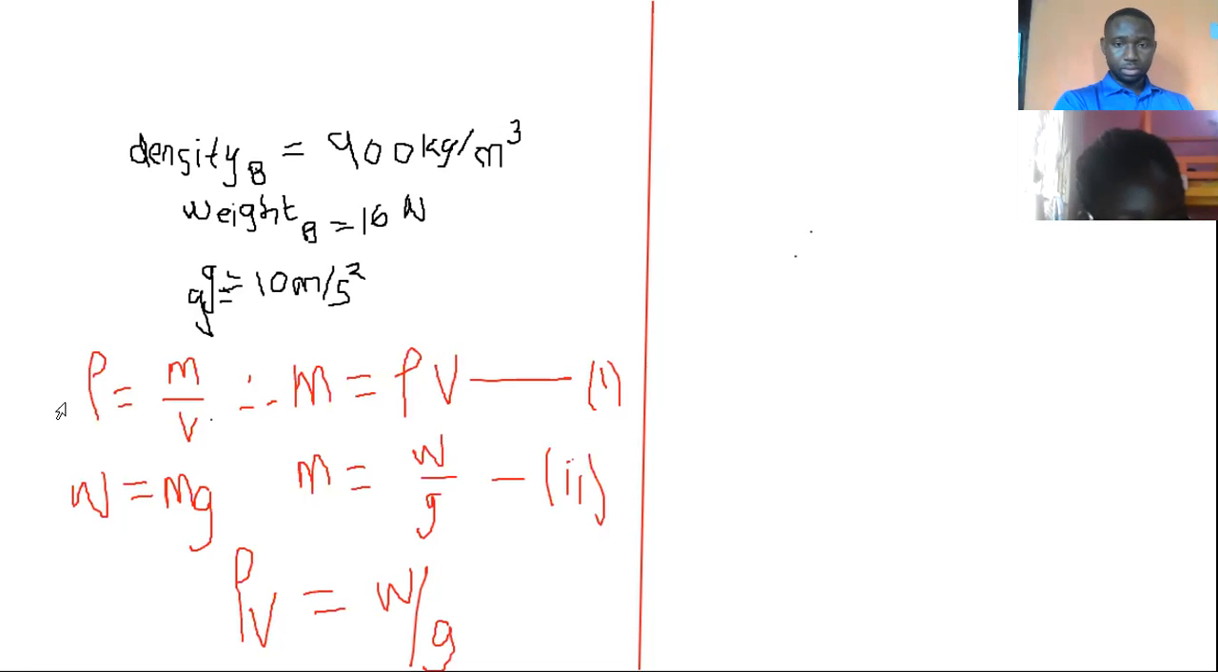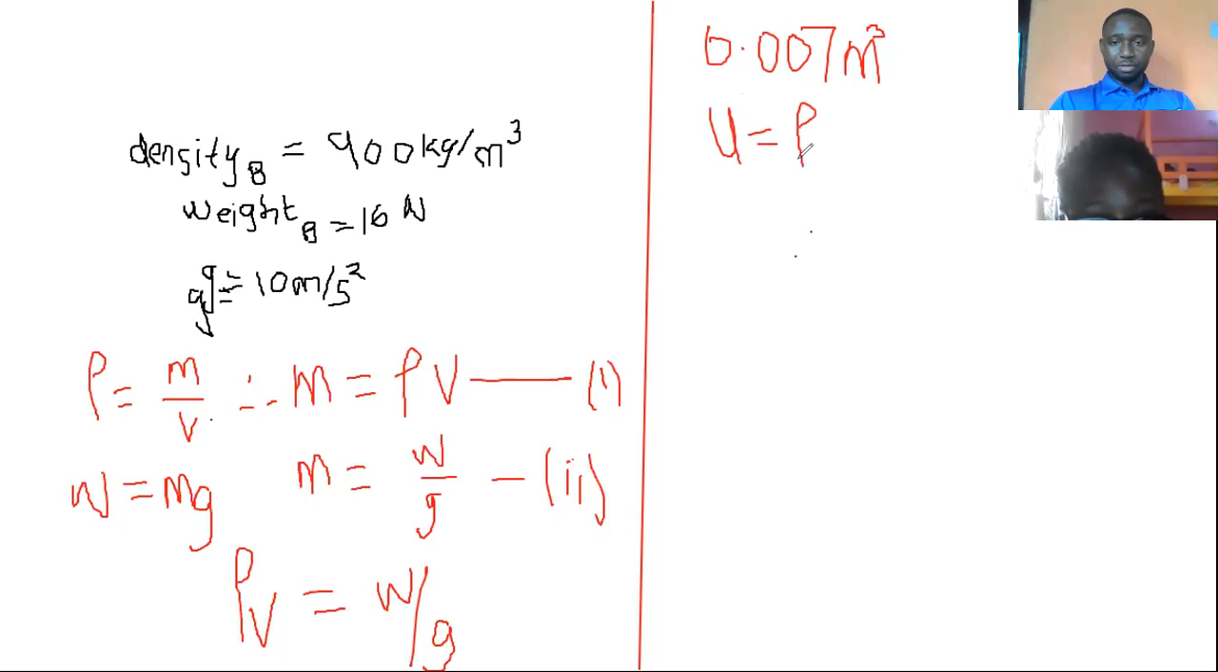1.77 times 10 to the power minus 3. Which is the same thing as 0.007, right? Yes. Okay, meter cube.